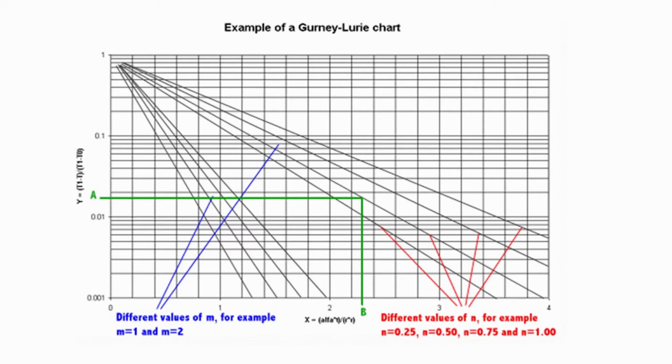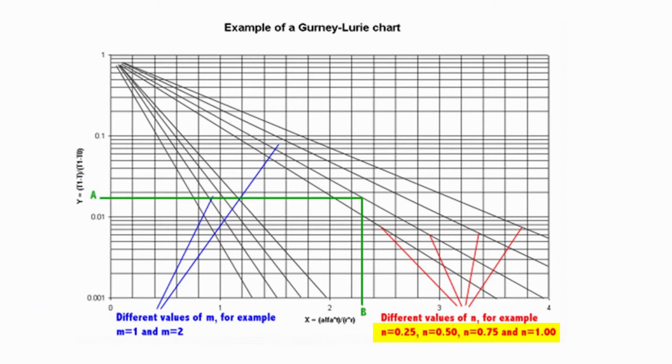In this case, this axis is log, and this one is regular spacing. So this batch of curves represents a certain m. This batch represents m1, and this represents m2. Now, within a given m value, you have a set of n's.